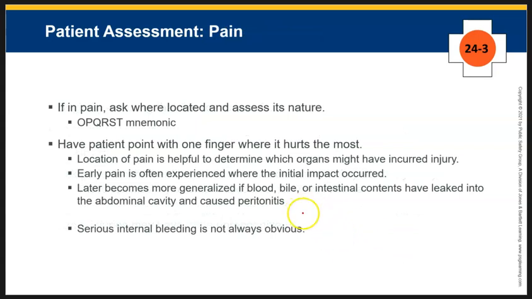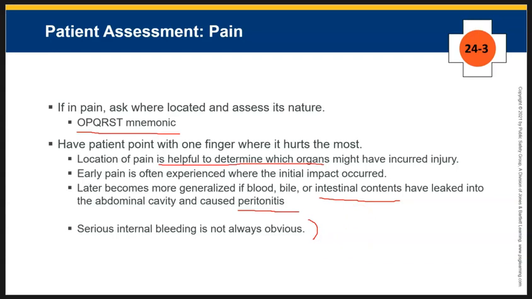When you ask about a patient's pain, use the OPQRST mnemonic device and have the patient point with one finger where it hurts the most. This will help you determine, using your knowledge of anatomy, which quadrant and what organs may have been impacted during the injury. Later, pain may become more diffuse rather than localized if intestinal contents have leaked into the peritoneal cavity, causing peritonitis. Severe internal bleeding is not always obvious, but may become obvious later with rigidity in the abdomen.